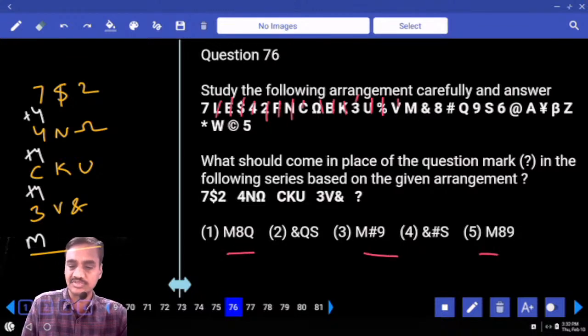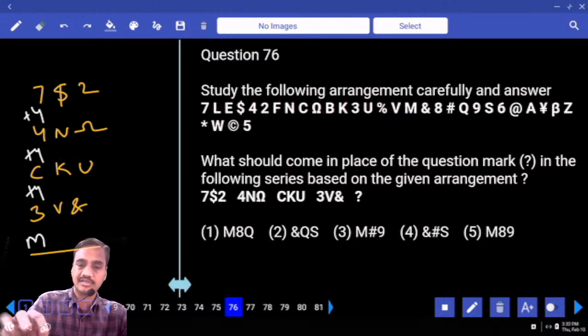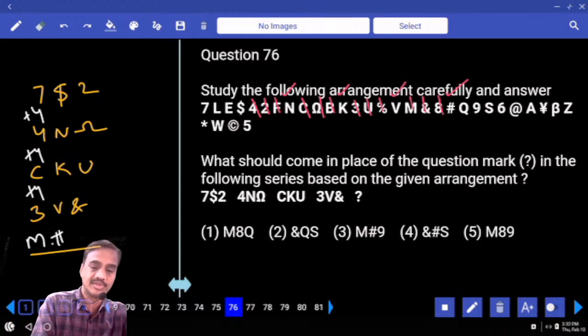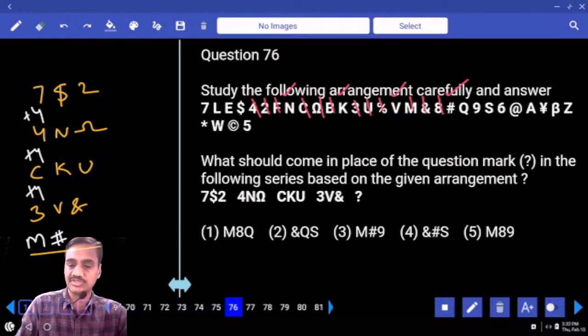Then coming to the next one, the second element. Now in the second element, dollar and yen. Between dollar and yen, 1, 2, 3, 4, plus 4. And then again 1, 2, 3, 4, plus 4. 1, 2, 3, 4, plus 4. 1, 2, 3, 4, hash. M and hash, it is given in choice 3, question number 76. Clear?